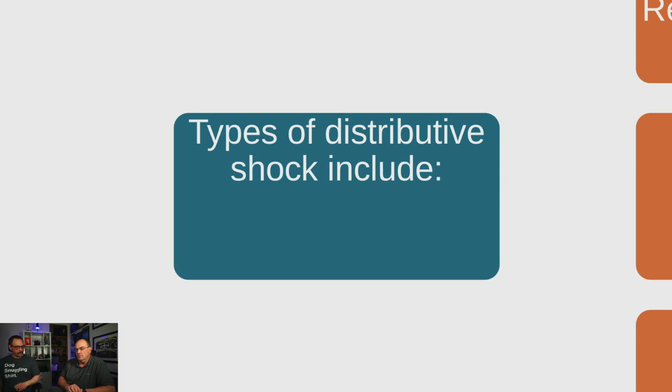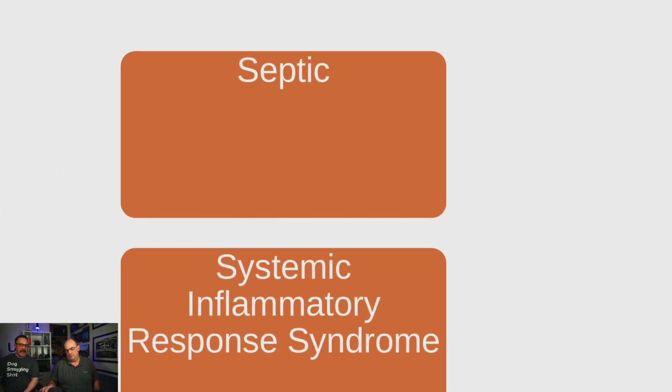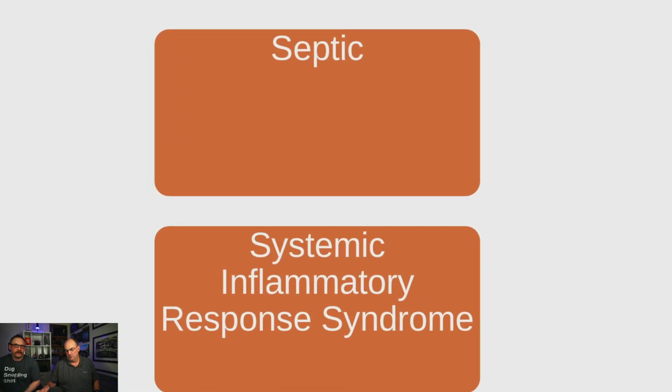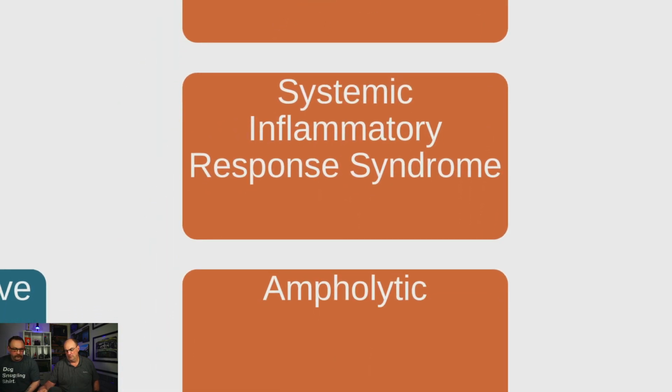Okay. So distributive shock, we're going to go through a few different types here, guys. We're going to look at sepsis. We've all kind of learned about septic shock, so we'll spend a slide there. Systemic inflammatory response.